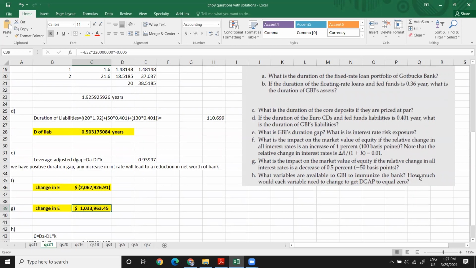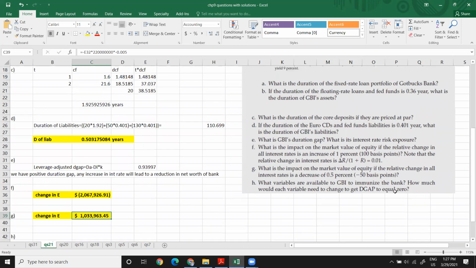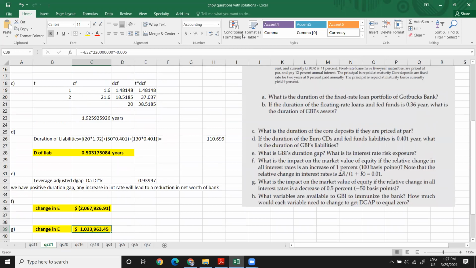First of all, what is the immunization of the bank? Can you just give me the clarification of it? To decrease the duration gap. Why do you need to decrease the duration gap? To decrease the interest rate risk. Very true. The idea is to reduce. So immunization means you're minimizing the exposure to interest rate risk.